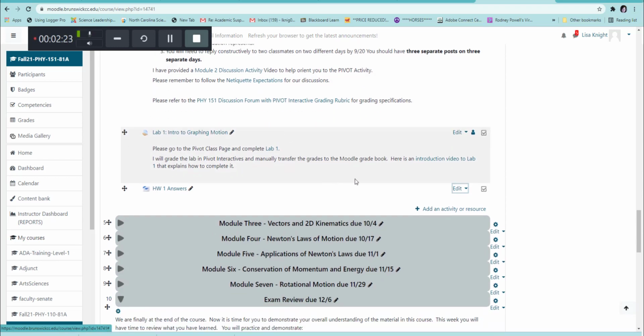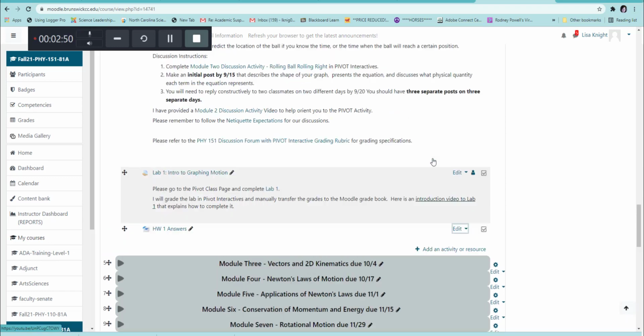And most people did a really great job on the Lab 1 Intro to Graphing Motion. I want to make sure that you understand that if you read the instructions here, you had the link to Lab 1, and then it said, here is an introduction video to the lab. If you hover over that, that was a link telling you exactly how to collect data and analyze that data. So I would hope that you would work on that as well.